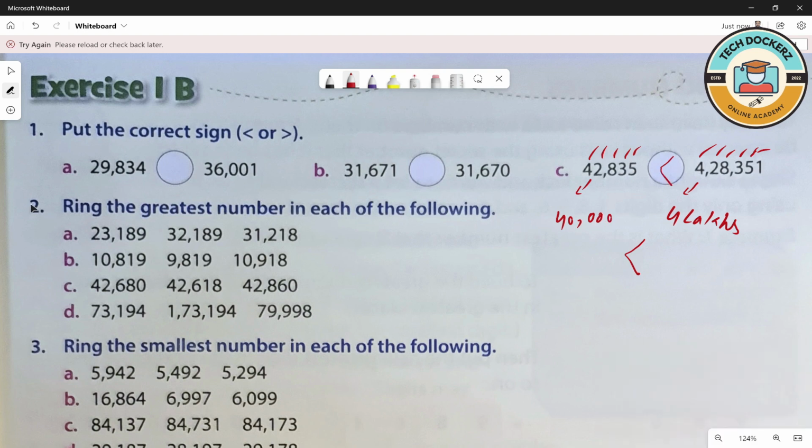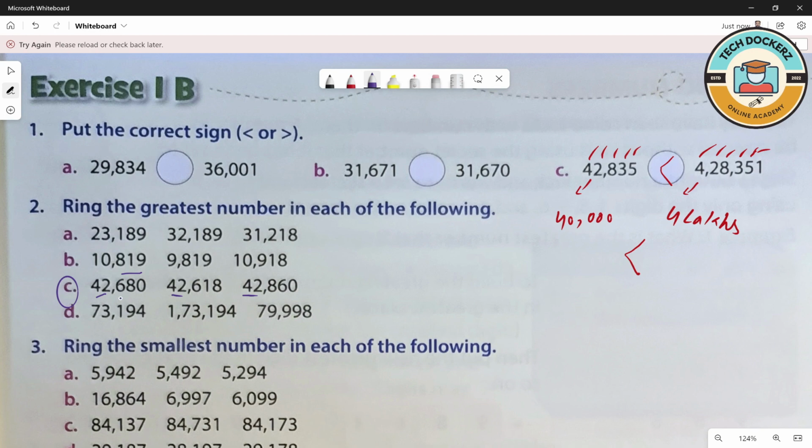Let's move to question number 2. Ring the greatest number in each of the following. Let's start with question number c. Let's draw the place value chart. As we can see, the thousands period has the same value, which is 42,000. So we cannot compare which value is bigger and which is smaller. So let's move to the ones period.